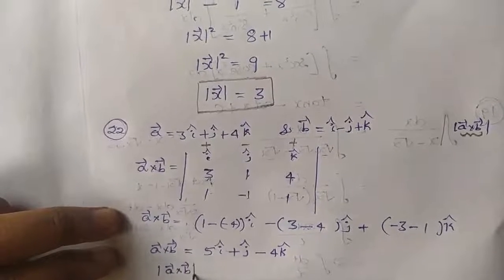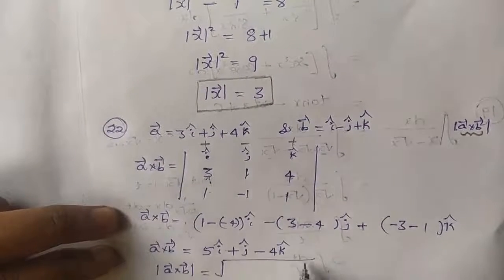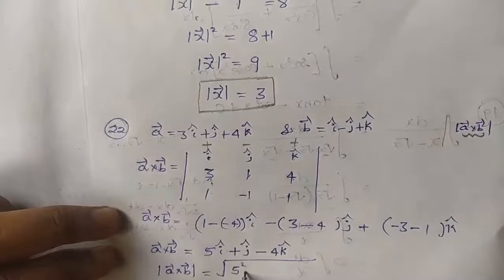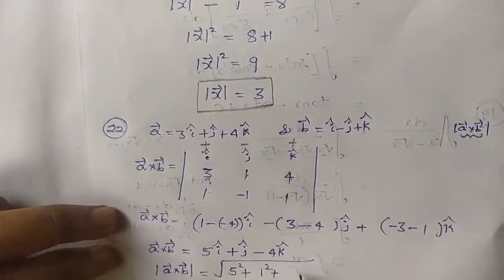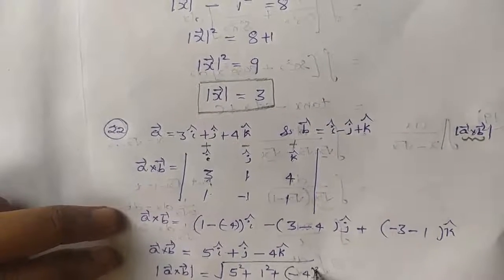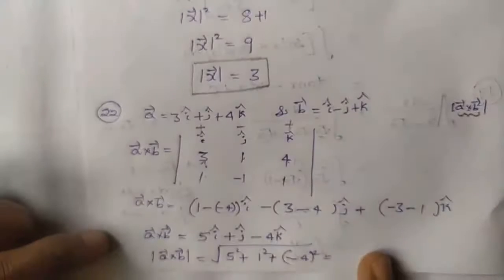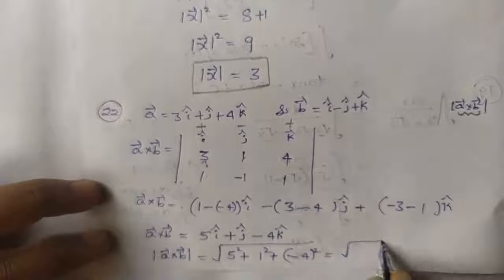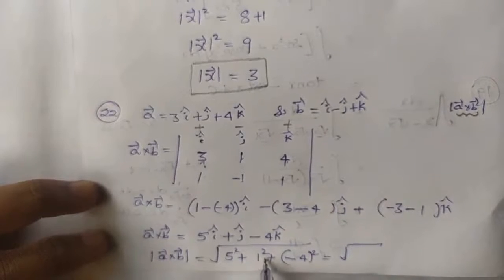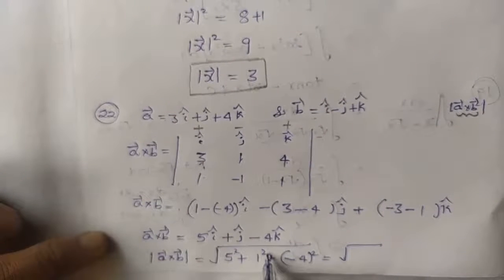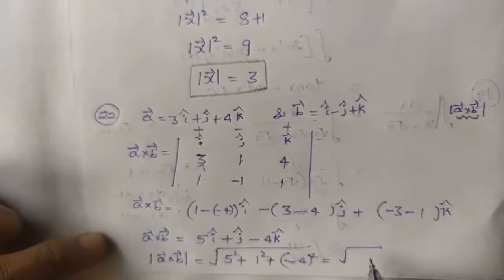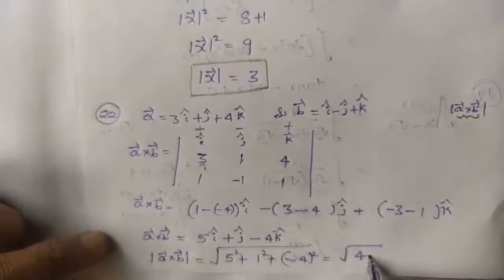So the magnitude of a cross b equals the square root of 5 squared plus 1 squared plus minus 4 whole squared. So then 5 squared is 25. 25 plus 1 is 26. 26 plus 16 is 42.